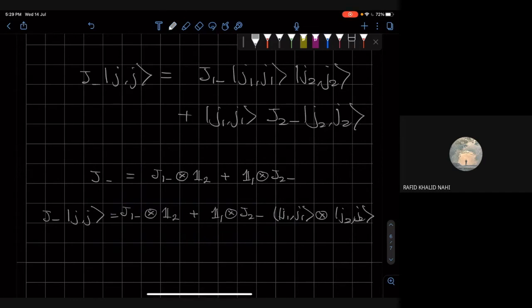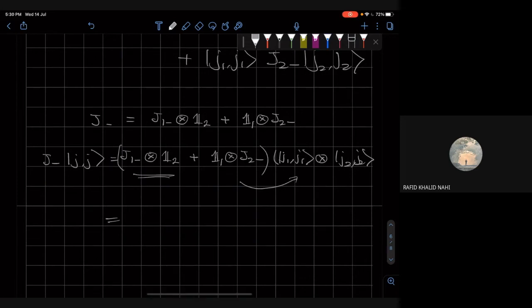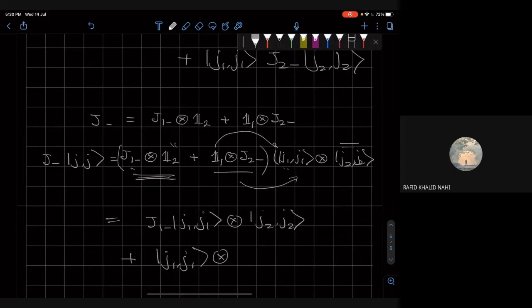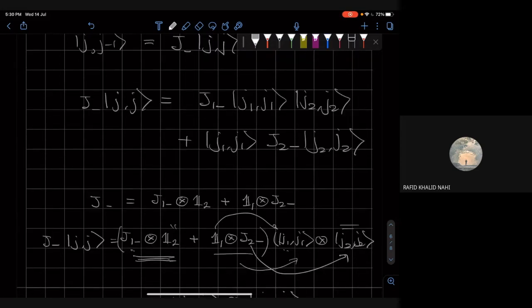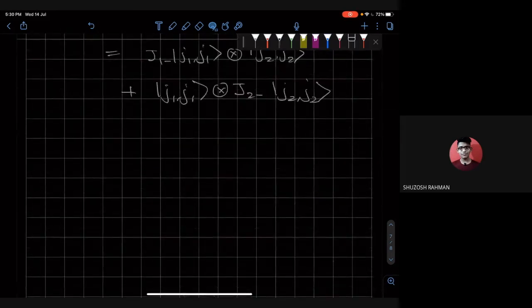So this operator is acting on these states, and it consists of two terms. The first term will act on the first factor, so j1 minus j1, cross j2. Plus the second term will act on the second factor, which is j1 cross j2 minus j2. That's what I've written here. Are there any questions? Okay, so let's carry on.